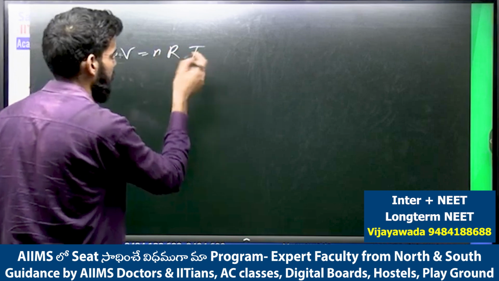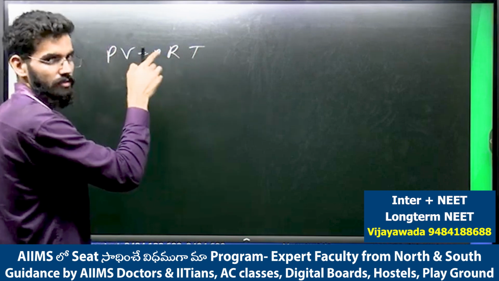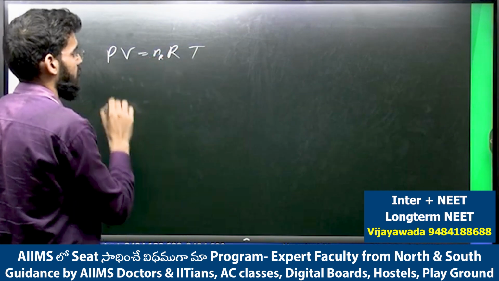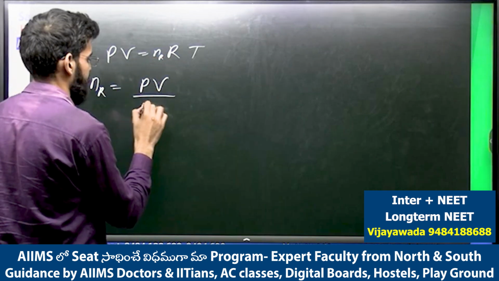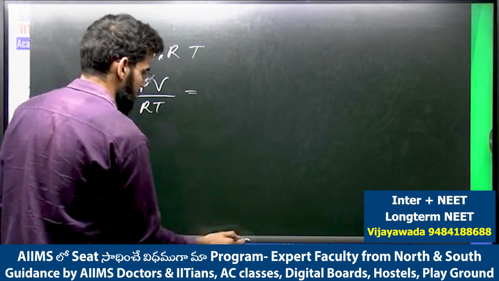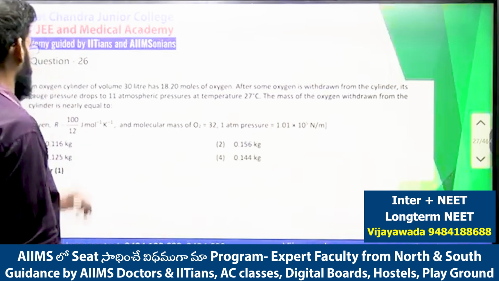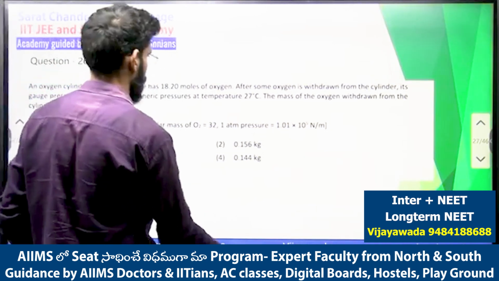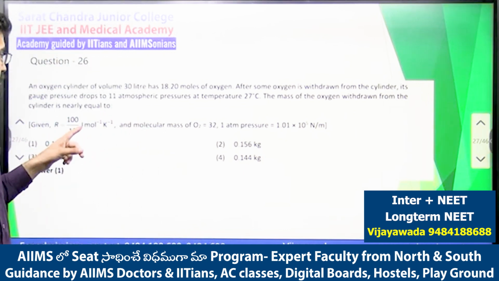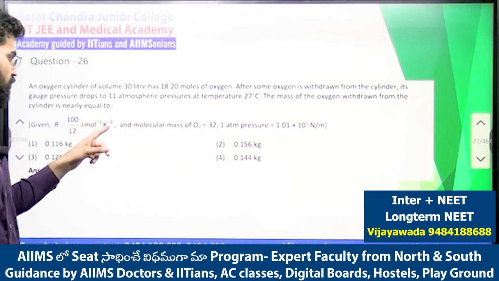I am applying it at the end, for the number of moles remaining. So nR I am writing. nR is PV by RT. What is the pressure? Pressure is here 11, but actually this is 12, and here R is 100 by 12 joule per mole per Kelvin, right?